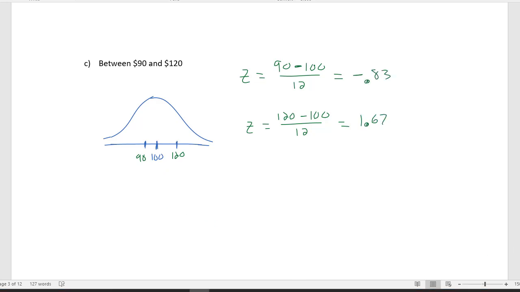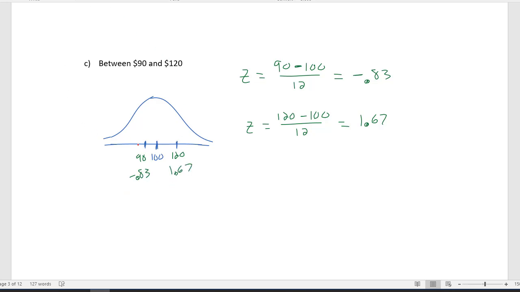I paused the video real quick, took out my calculator. For the data value of 90, I get a z of negative 0.83. And for the data value of 120, I get a z of 1.67. Again, rounding both of those to 2 decimal places. So here is my z of negative 0.83. Here's my z of 1.67.